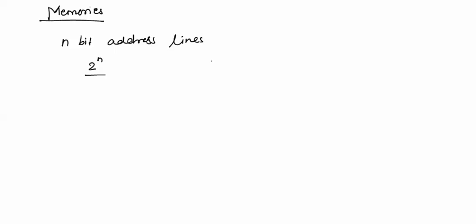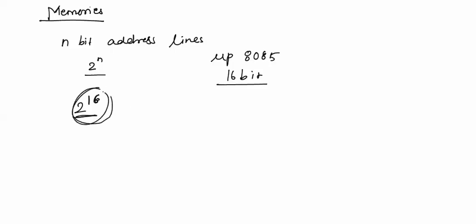Suppose in the microprocessor 8085 we have a 16-bit address line. If there is a 16-bit address line, then there will be a total of 2 raised to power 16 locations possible in 8085 memory. This means an 8085 chip can address 2 raised to power 16 memory locations.